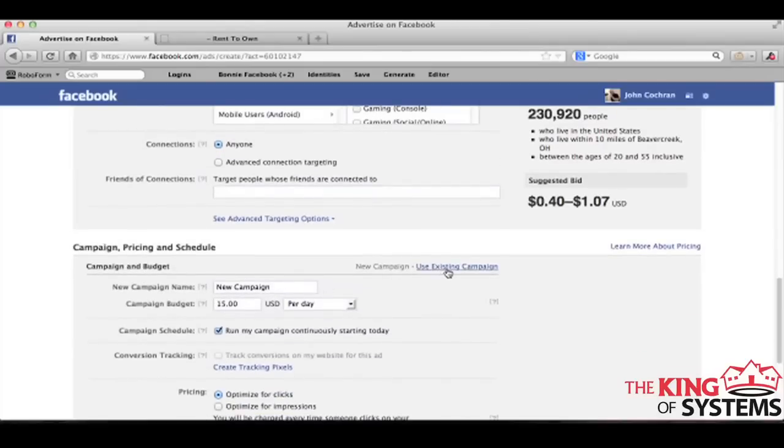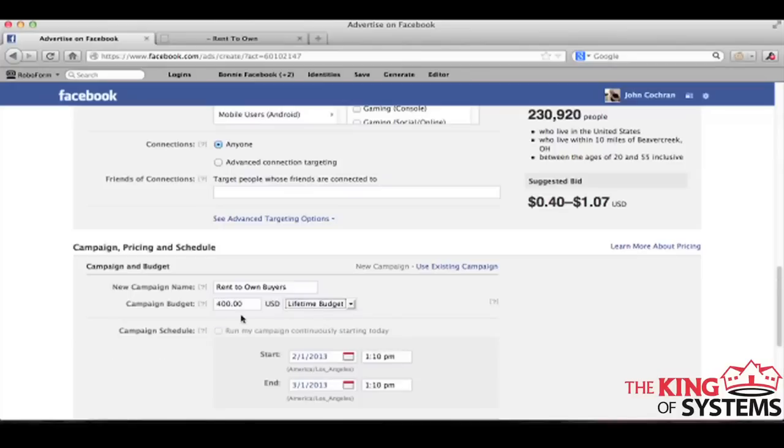And then you just name your campaign here. This is where you name it. What we always do is this is kind of the budgeting part of it, and this is in your Facebook ad of how you would go through and identify your ad. So maybe you would do rent-to-own buyers. Okay, so this would be all your rent-to-own buyers. Your campaign budget, how much are you going to spend? Are you going to spend $15 per day? Or are you going to spend $400 over the lifetime of this ad?